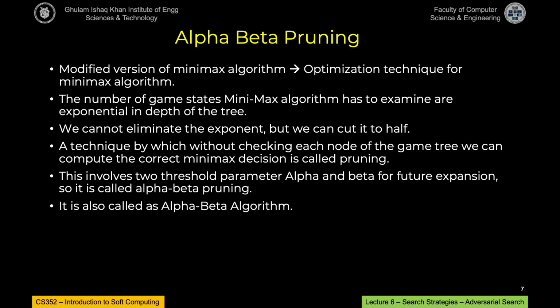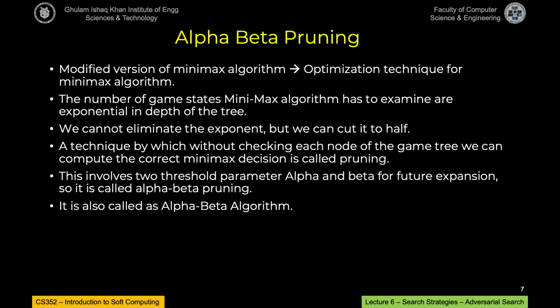That is, the time complexity was big O of b to the power m, where b was the branching factor and m was the depth of the tree that needs to be explored. So the Minimax search algorithm had a time complexity of big O of b to the power m, or exponential time complexity. Here what we need to understand is that alpha beta pruning actually cuts the number of nodes explored to half.